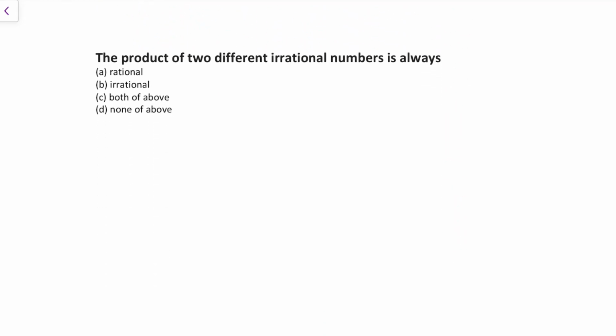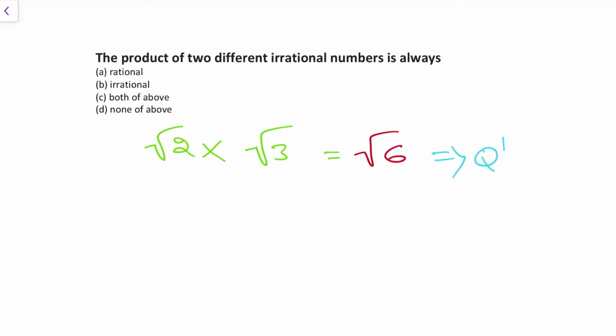Next question. The product of two different irrational numbers is always, let us check once. I am taking one irrational number root 2 and I am multiplying it with another irrational number root 3. Root 2 into root 3 is root 6, whereas root 6 is an irrational number.